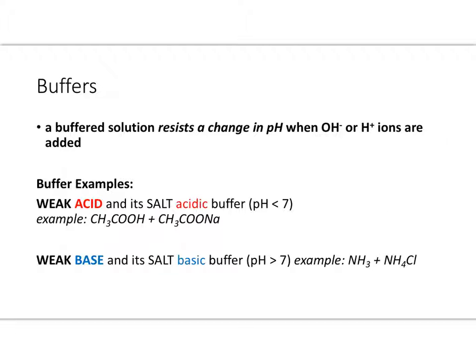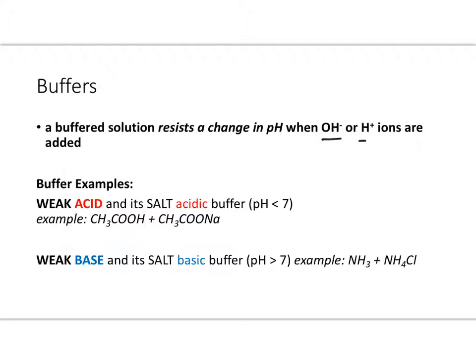So buffers are solutions that resist change to pH when you add strong acids or strong bases. Basically, if we add a bunch of hydroxide ion or a bunch of hydronium ion to a buffered solution, the change that would occur without the buffer is going to be larger than the change with the buffer. So basically, the buffer tempers the change that the addition of a strong acid or strong base would cause.